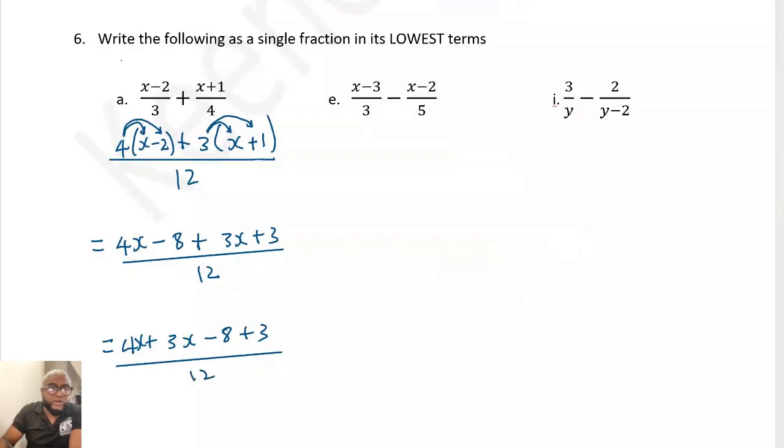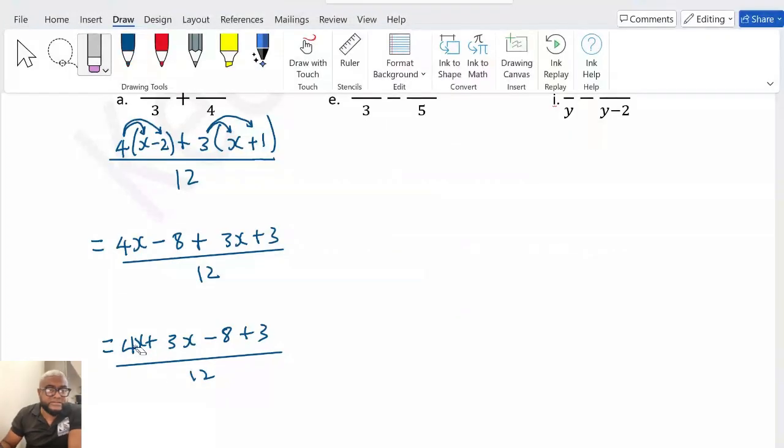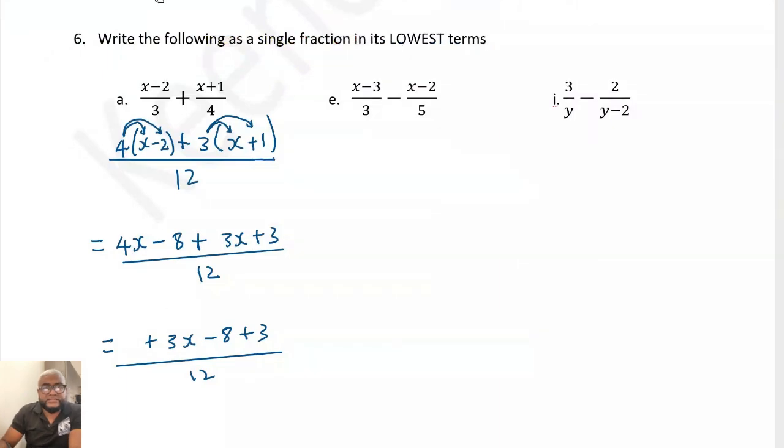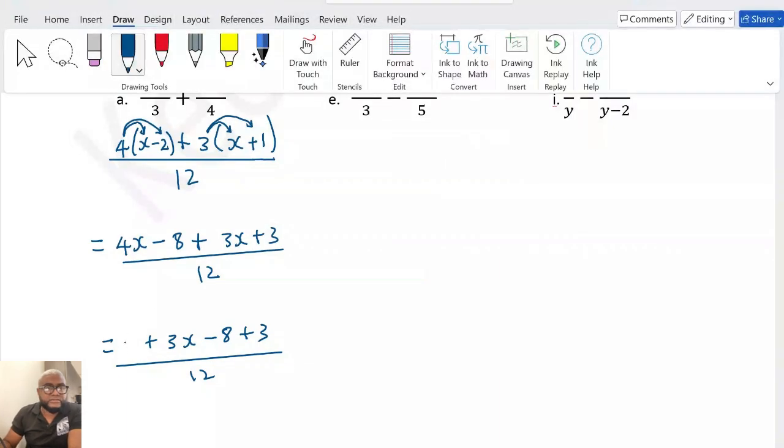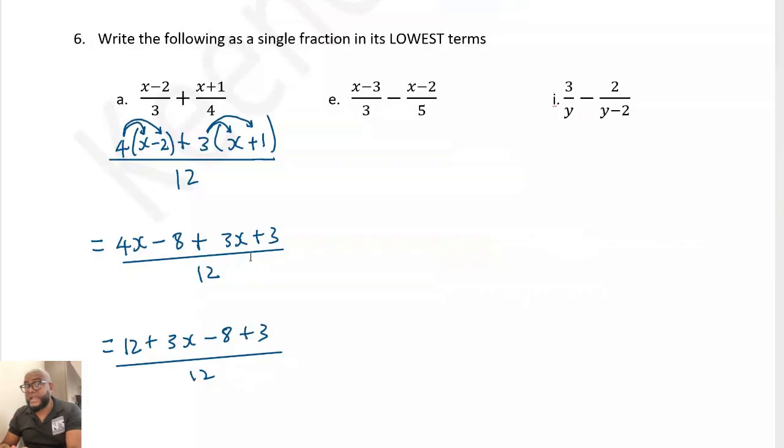You can only add or subtract what kind of terms? Like terms. Excellent.